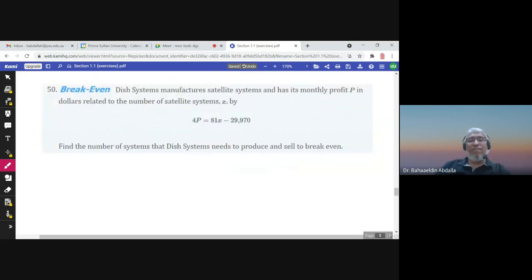Some applications. Dish Systems manufactures satellite systems and has its monthly profit, P. So what is P in the equation? P is the monthly profit in dollars related to the number of satellite systems, X. So what is X? The number of satellite systems. Remember, you need to understand what each variable represents. Find the number of systems. Number of systems, X. So the question, find X, that Dish Systems needs to produce and sell to break even.